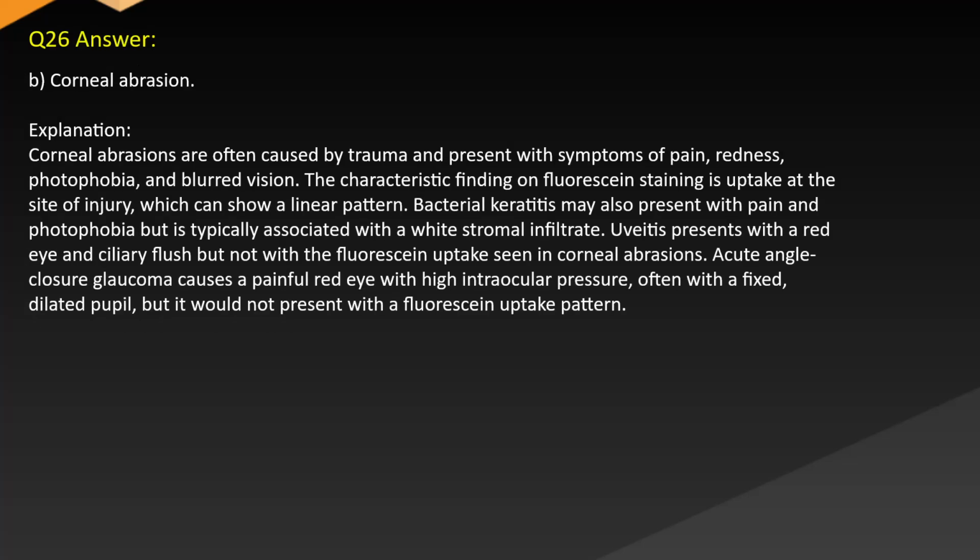Answer: B. Corneal abrasion. Explanation: corneal abrasions are often caused by trauma and present with symptoms of pain, redness, photophobia, and blurred vision. The characteristic finding on fluorescein staining is uptake at the site of injury, which can show a linear pattern. Bacterial keratitis may also present with pain and photophobia, but is typically associated with a white stromal infiltrate. Uveitis presents with a red eye with ciliary flush, but not with the fluorescein uptake seen in corneal abrasions. Acute angle closure glaucoma causes a painful red eye with high intraocular pressure, often with a fixed, dilated pupil, but it would not present with a fluorescein uptake pattern.